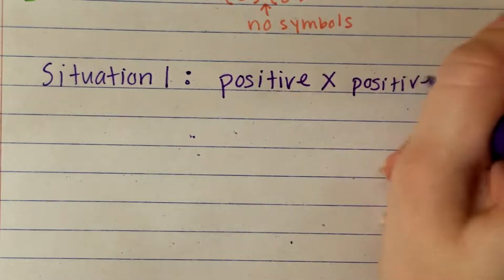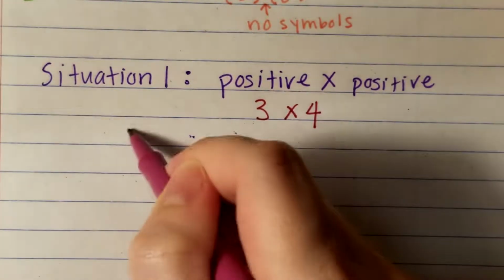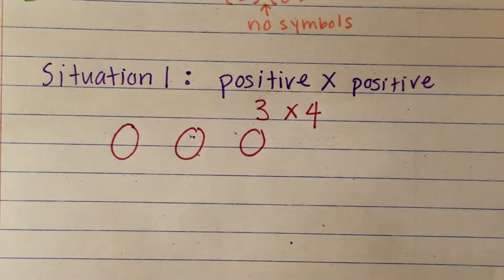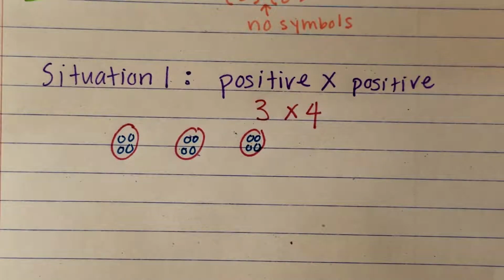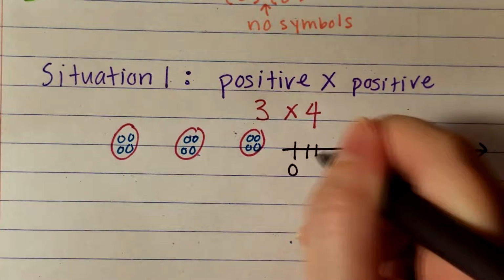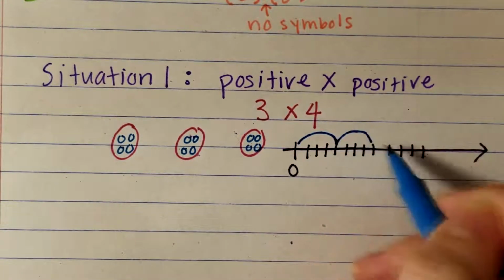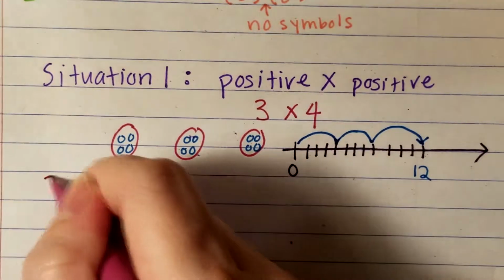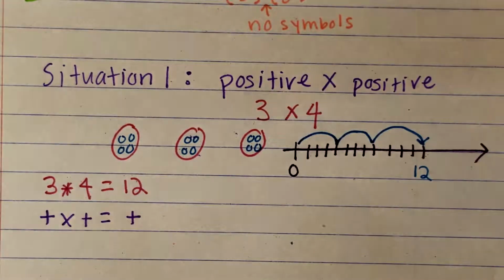Situation 1. A positive times a positive. For example, 3 times 4, which means 3 groups of 4. To model this, we will draw 3 circles for our groups with 4 counters in each one. Since we have 12 altogether, that's our answer. You could also use a number line. 3 jumps of 4 lands on 12. 3 times 4 equals 12. So a positive times a positive equals a positive.